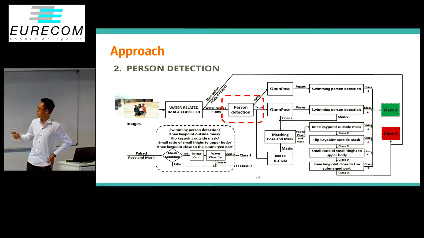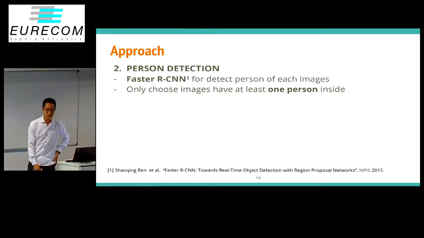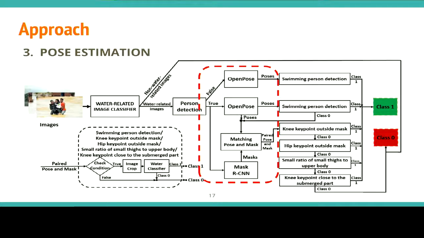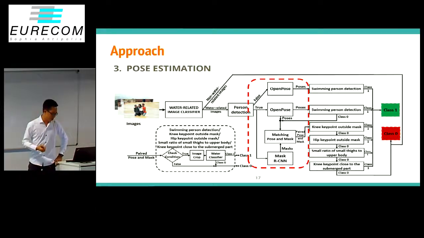So they did the person detection. This is done by the Mask RCNN, where they only choose the images that have only one person inside. After that, the person detection is actually not really accurate for some cases because some parts of the body are covered by the water. So they further apply OpenPose to estimate the poses.